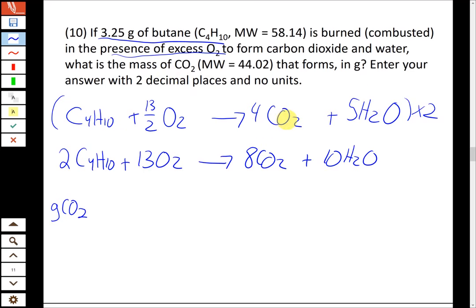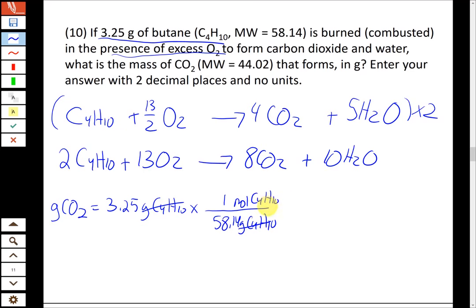So when we do that, we write out what we're looking for, which is mass of carbon dioxide, and we start with the mass that we're given, which is 3.25 grams of C4H10. The first step in any stoichiometry problem is to convert to moles. So if we start with mass, we're going to use molar mass to convert to moles, as we've done already today. So the molar mass is given as 58.14. So there's 58.14 grams of C4H10 in 1 mole, and we're going to divide by that number so that grams cancel out. And now we have moles of C4H10.